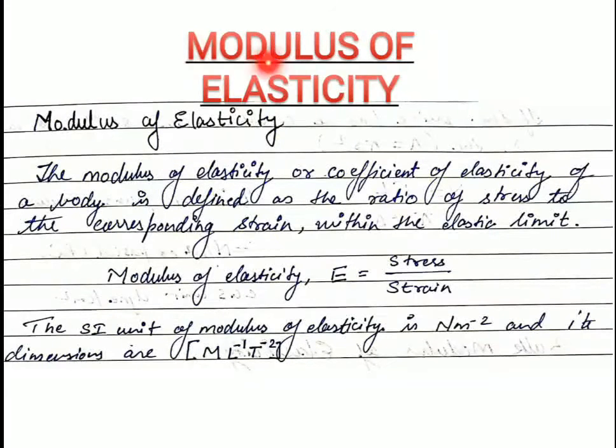So our next topic is modulus of elasticity. Modulus of elasticity is simply the ratio of stress to the corresponding strain within the elastic limit. As we have just studied in Hooke's law, modulus of elasticity E is equal to stress upon strain. And the SI unit of modulus of elasticity is Newton per meter square. Its dimensions are also given here that you will be studying in part 1.